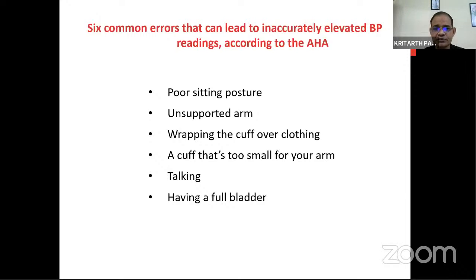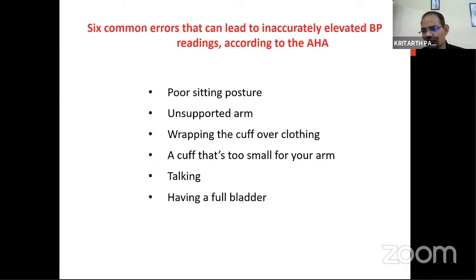Six common mistakes can lead to inaccurate elevated BP readings according to AHA. These are the most important things. Poor sitting posture. The patient should be seated in proper position with a supported arm. Most of the time, sometimes we leave the arm hanging. The support of the arm is very important. Arm at the level of the heart is another point.